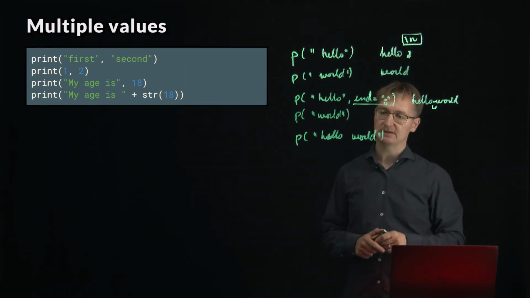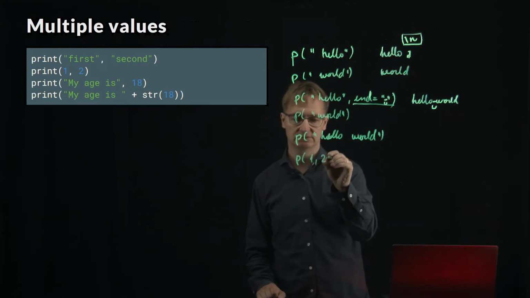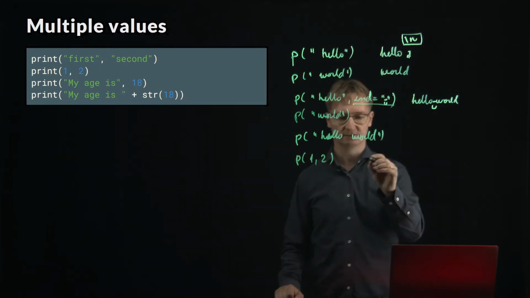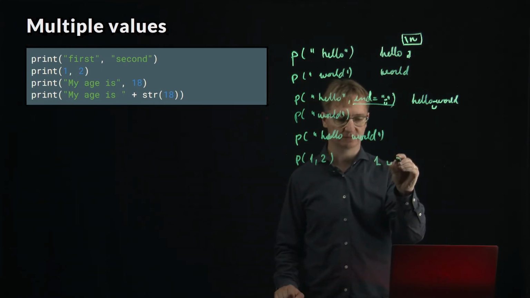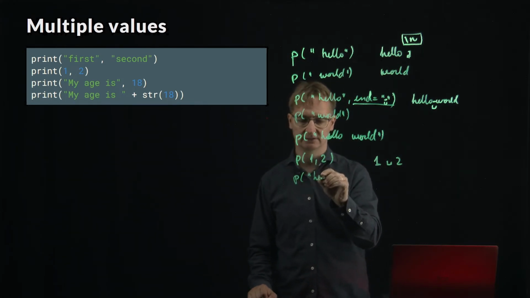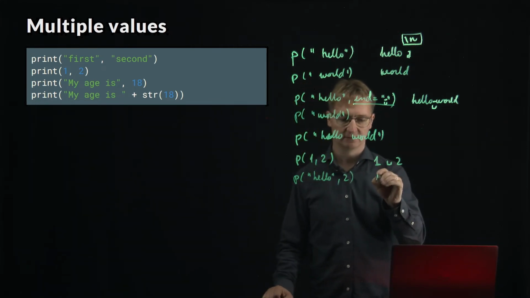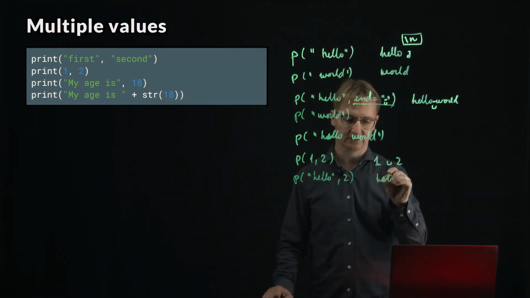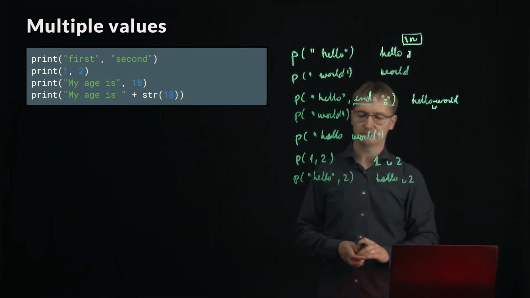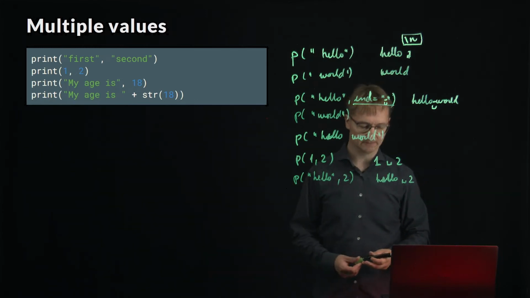Multiple values. You can print multiple values and you just separate them by commas. 1, 2, for example. Then the result is printed out and a space is put between those values. I can also print different types. Here hello 2, and then the output will be hello space and 2. You don't have to worry that you have a string here and an integer here and so on.